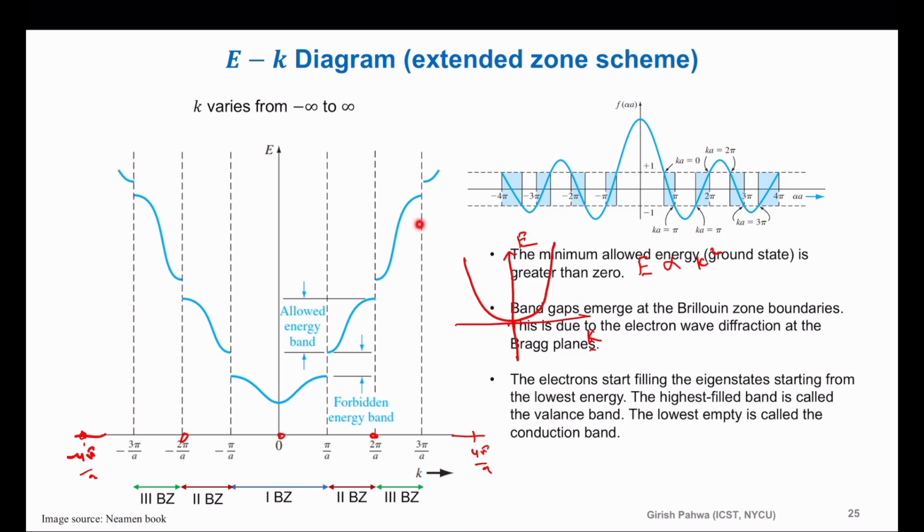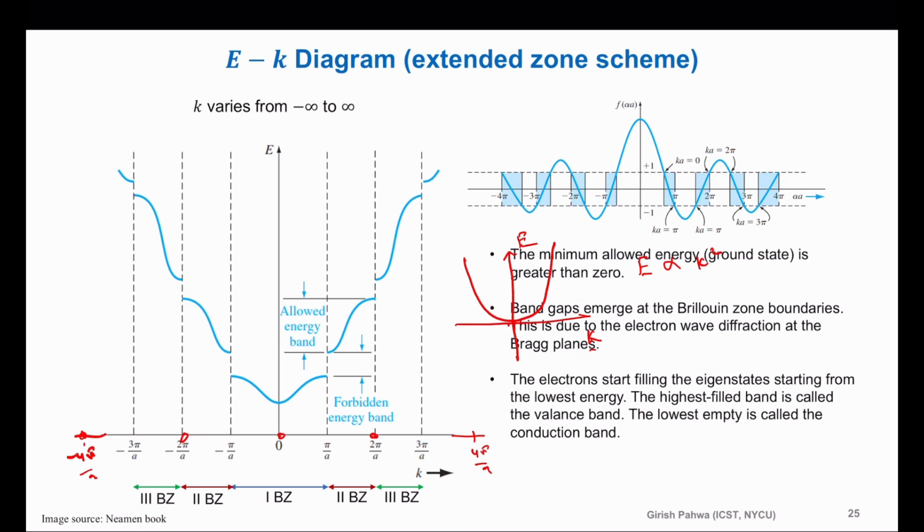The highest filled band at absolute 0 is the valence band. The band next to that is the conduction band, which is completely empty at 0 Kelvin, but at room temperature you can find electrons in the conduction band. Conduction band means that if the electron reaches there, it can conduct easily. We will go through that in detail later on. You can also say the conduction band is the lowest empty band, because beyond that there can be more empty bands, higher in energy, and the highest filled band is called the valence band.